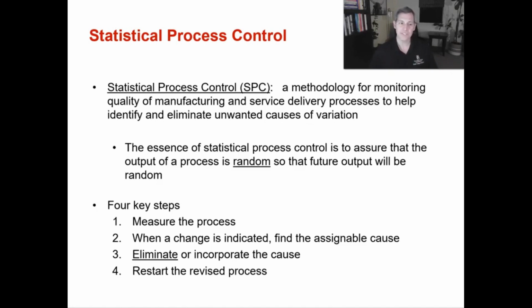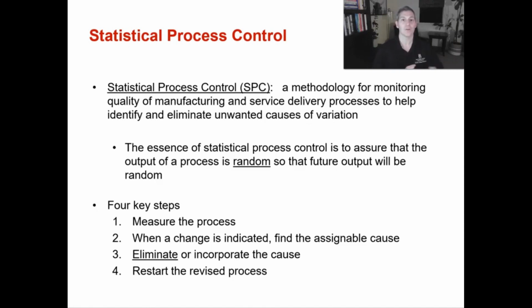There's 4 key steps in statistical process control. That's measuring the process, and when a change is indicated, find the assignable cause. An assignable cause is a known error. The next step is to eliminate or incorporate the cause. The 4th step is to restart and revise the process.